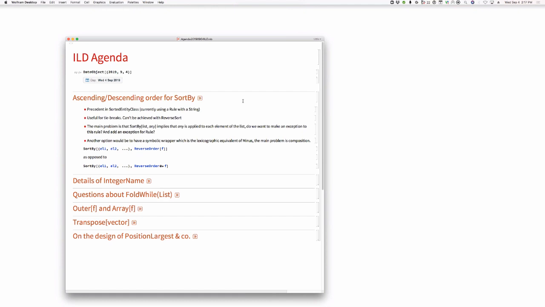But there are two related important things here. One is that we have recently introduced reverse sort and reverse sort by. And the second is the third element of sort by that takes an ordering function.